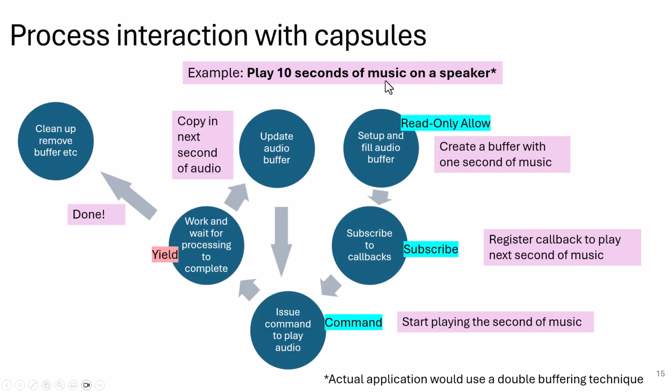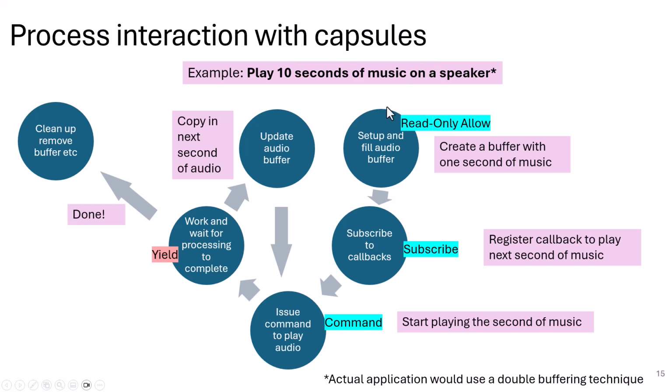Now, to look at an example of how this may play out, we can go to an example of the process interaction with capsules. For this example, we're going to have a user process play 10 seconds of music on a speaker. And note, the way I'm showing this wouldn't be a very good way to do it because I'm going to only show one buffer. You would normally want to use two or more buffers to account for any possible delays, so that there aren't delays. But for this example, just keep it at one buffer.